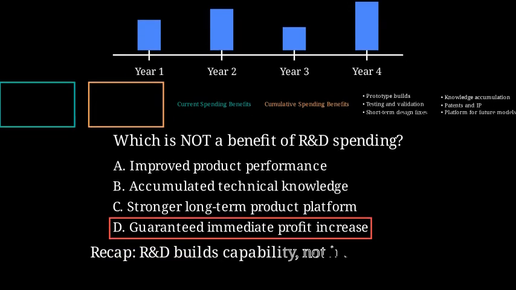Let's recap clearly. Current spending helps create prototypes and short-term improvements. Cumulative spending builds long-term strengths like knowledge, patents, and platforms. But none of that guarantees an immediate profit increase. That is why the correct answer is option D. If you remember one thing, remember this: research and development builds capability and future value, but it does not guarantee instant profits.